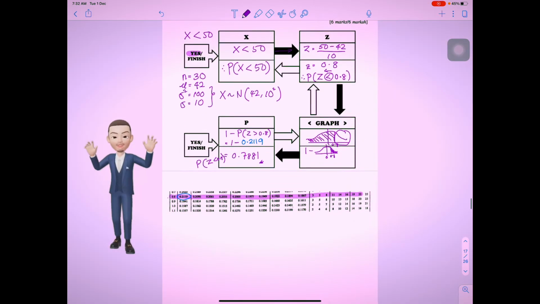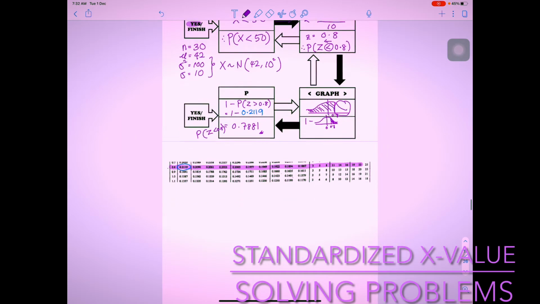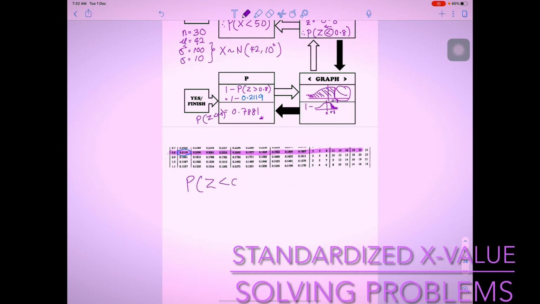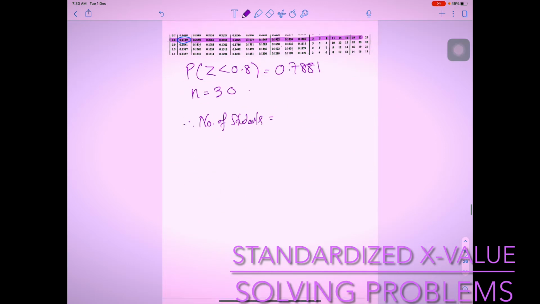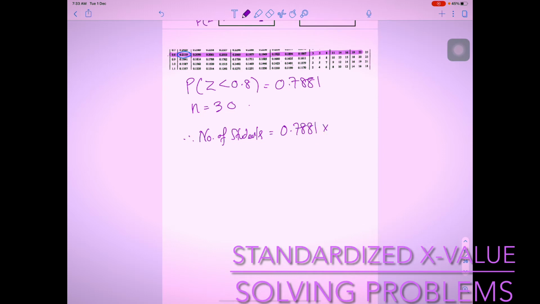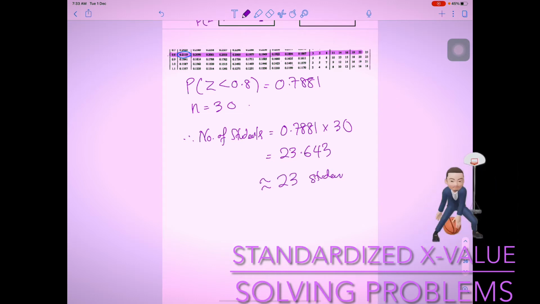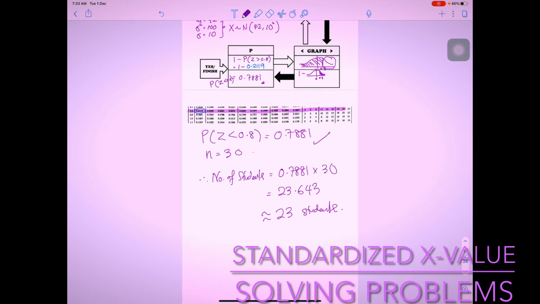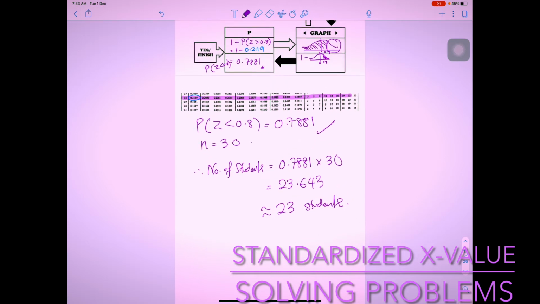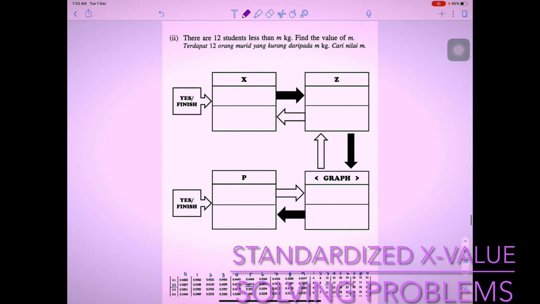Then the next question 1: find the number of students. We know that P(Z less than 0.8) equals 0.7881, and the number of students equals 30. Therefore, the number of students equals 0.7881 times 30, which equals 23.643. So it is nearly 23 students. This is how we find the number of students: find the probability less than 0.8, and then multiply by the total number of students.